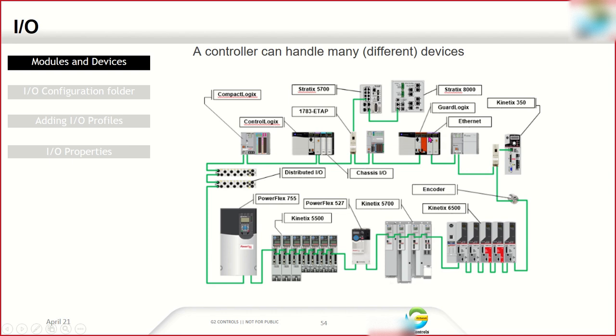Then these are the Ethernet communication cards. Then this is again a compact logics device. This is my stratix switches, Ethernet communication switches. We can interface different devices on this stratix switch. This is stratix switch 5700. This is a level 2 switch, and this is a level 3 switch. Both are manageable switches.